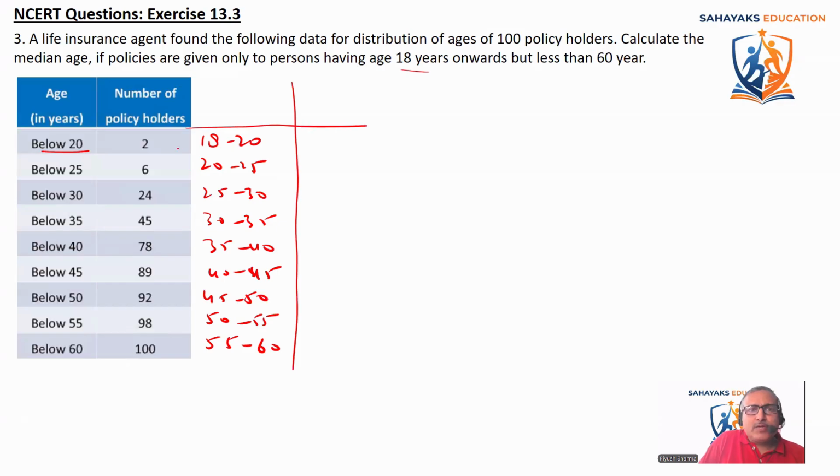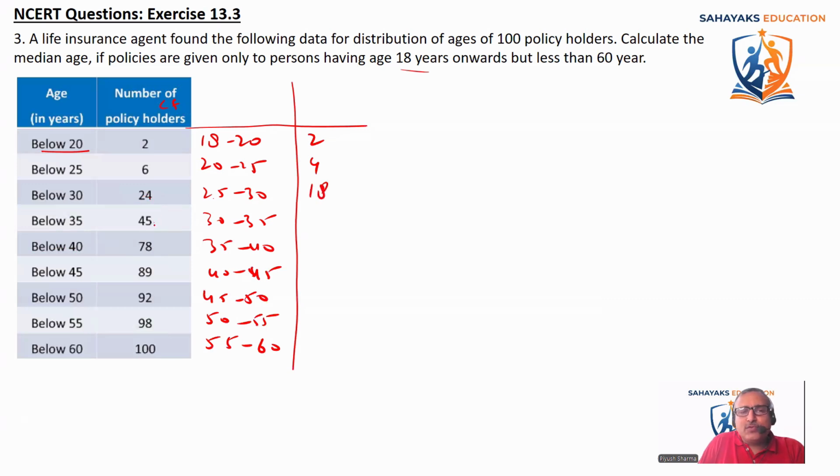Now, what is the value here? If I have to find the frequency, this is the cumulative frequency. I have to find the frequency. So 18 to 20 could be, because less than 20 is 2. So 18 to 20 will be 2. Then below 25 will be 6 minus 2. It will be 4. And again, 25 to 30 will be 24 minus 6, comes out to be 18.